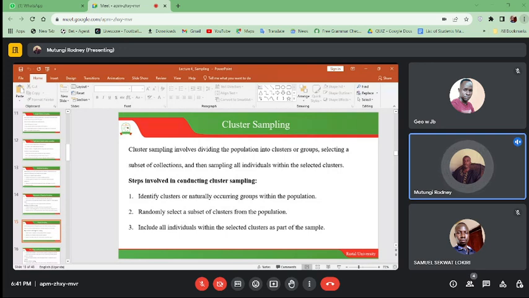in clusters or groups that are always naturally occurring, okay, and then selecting a subset of collections and sampling all individuals within the selected cluster. So for us to really appreciate this cluster sampling, I would use an example.